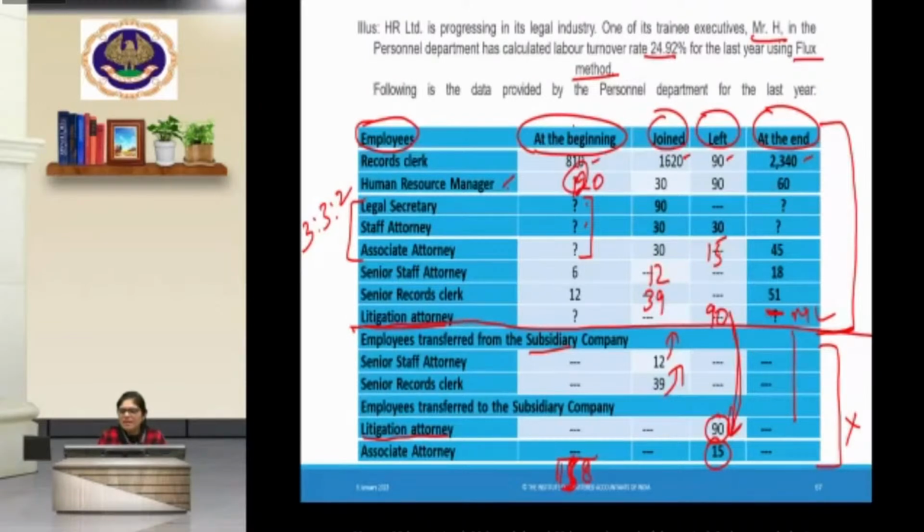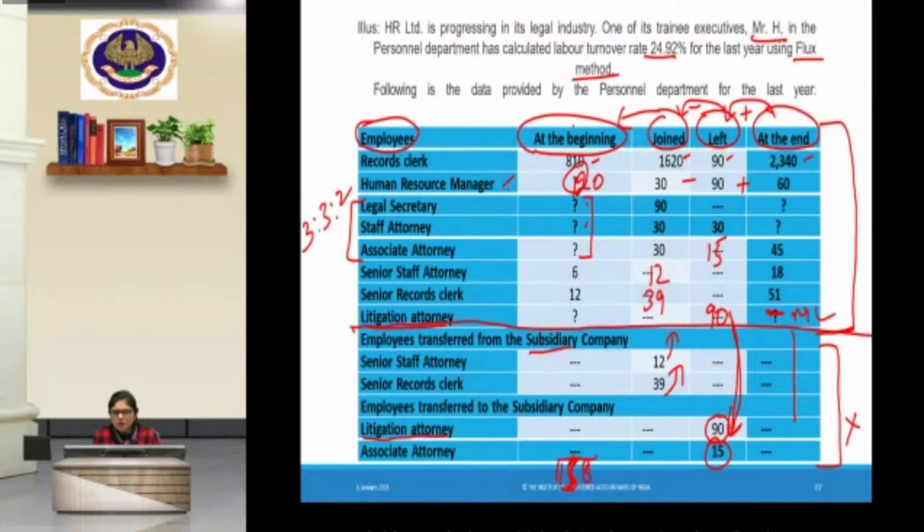How have I done it? 60 plus 90 minus 30. So at the closing, we add the left ones and we minus the joined ones. So you can reach the beginning. Clear? So closing, add the left ones to the closing and deduct the joined ones from the total, you will get the beginning. So 60 plus 90 minus 30, you will get the HRM at the beginning of the period.